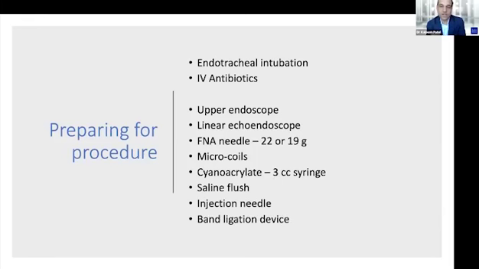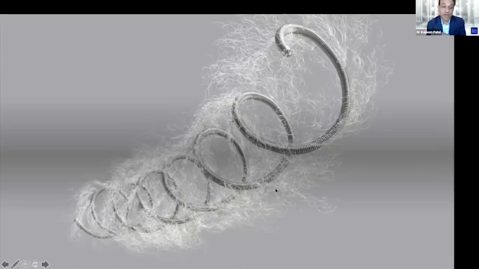Multiple saline flushes. I do keep an injection needle nearby, kind of for rescue, in case there's uncontrolled bleeding, we may perform direct cyanoacrylate injection. And in the event that there's concurrent esophageal varices that may need band ligation, we have a banding kit available as well. Here is the coil in magnified view.